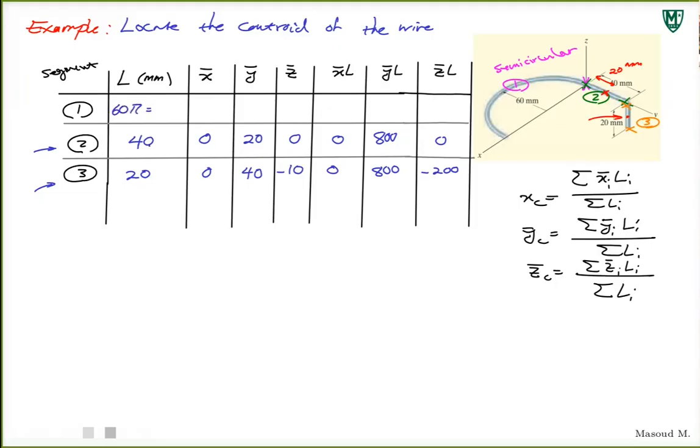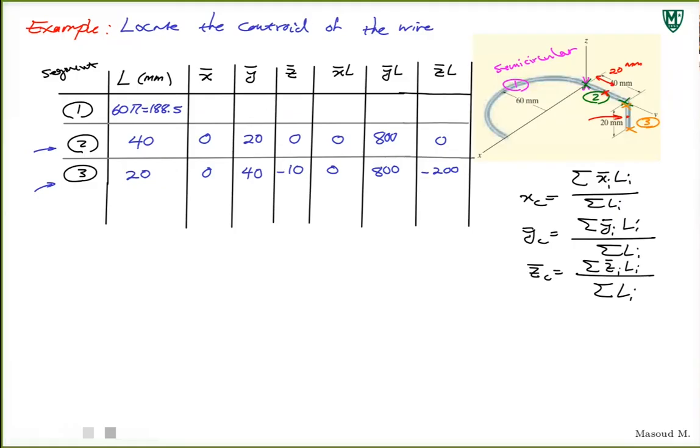60 pi. If you do the calculation, I think you'll get 188.5 millimeters. By the way, do not convert when you're given dimensions in millimeters and you're calculating centroids. Do not convert into meters. Do everything in the same unit you're given, because if you convert, you lose accuracy.